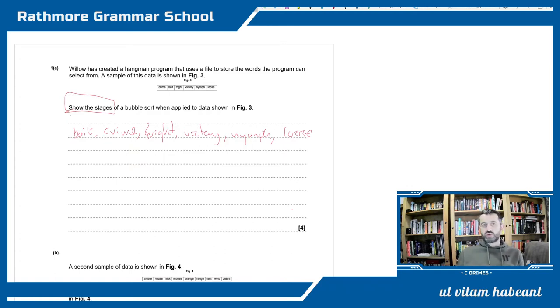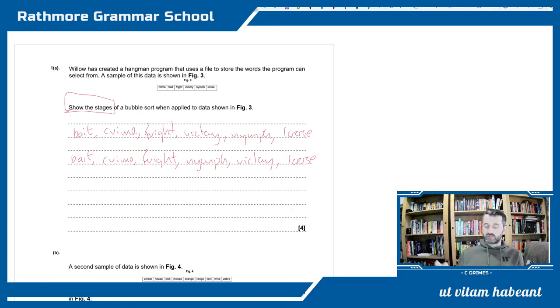So we're now on to our next pass within the array. Well, B and C are sorted, so I'm starting at fright. I'm going to look at fright and victory. There's no swap. I'm going to look at victory and nymph. There's going to be a swap. So at the end of the second operation, I'm going to have bait, crime, fright, nymph, victory, lose.